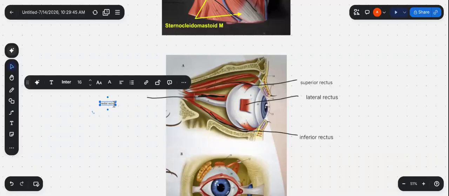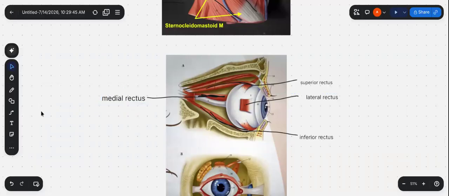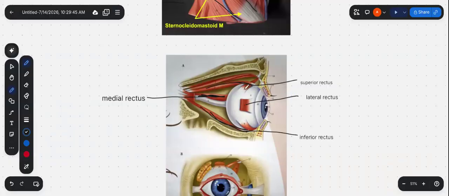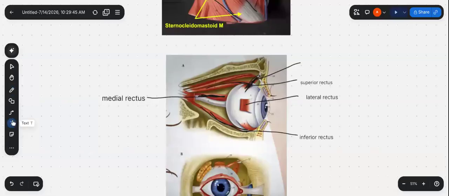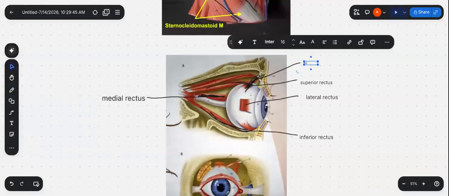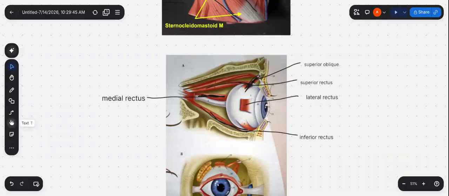So you have four rectus muscles in your eye, and then you have two obliques. The first oblique is going to be your superior oblique, and it goes diagonally. So it's going to be this one over here that has an angle to it, and it goes across. And again, that one is your superior oblique. And then you have the inferior oblique, which is also going at an angle. It's going to be this muscle over there.